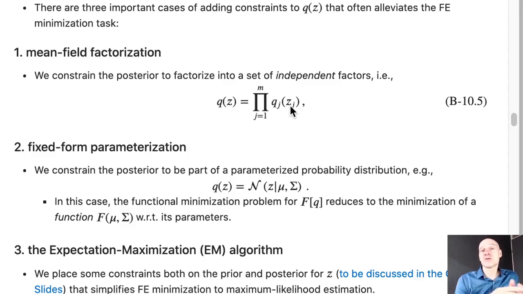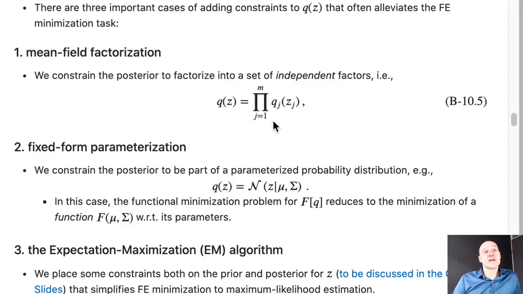This may not roll out of Bayes rule if you would just implement Bayes rule. It's something you impose to make the computation easier. That also means you are now in the business again of approximate Bayesian inference. But if it actually turns out that by making this assumption you can do the computation, you can actually minimize the free energy, then it may be worth it. And in practice, this is a really valuable assumption.